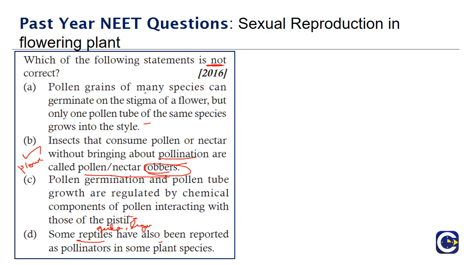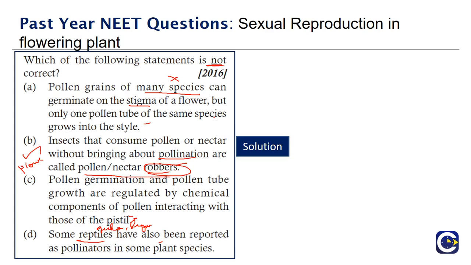Pollen grains of many species can germinate on the stigma of a flower, but only one pollen tube of the same species can grow into the style. No, this is not correct. Only pollen grain of the same species can grow on the stigma of the flower. If many species start growing, then it will deprive the stigma of space, and there will be genetic incompatibility. So the basic mechanism is that the pollen grain of the other species will immediately be rejected, and there will be no growth that takes place. So the growth of pollen tube of the same species only will occur in the process.